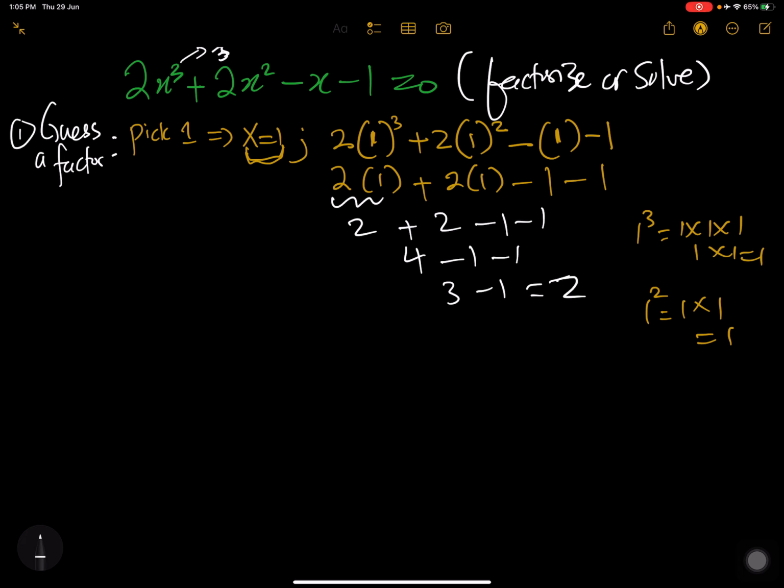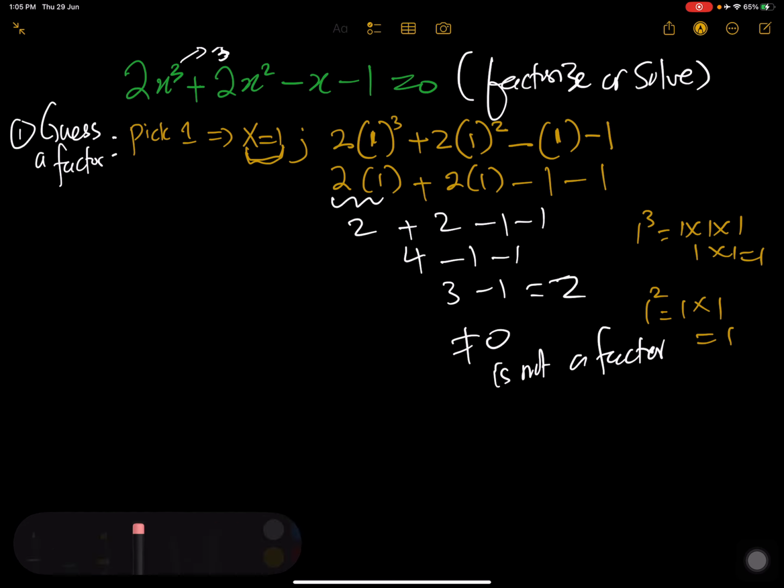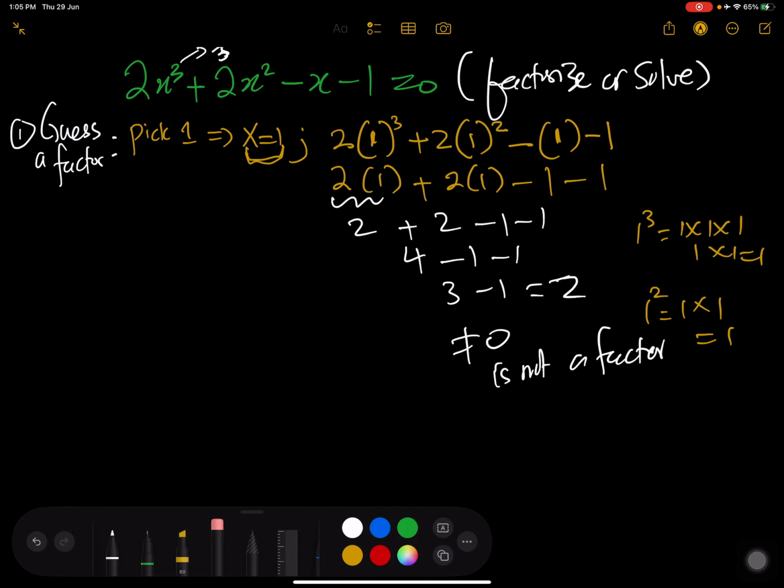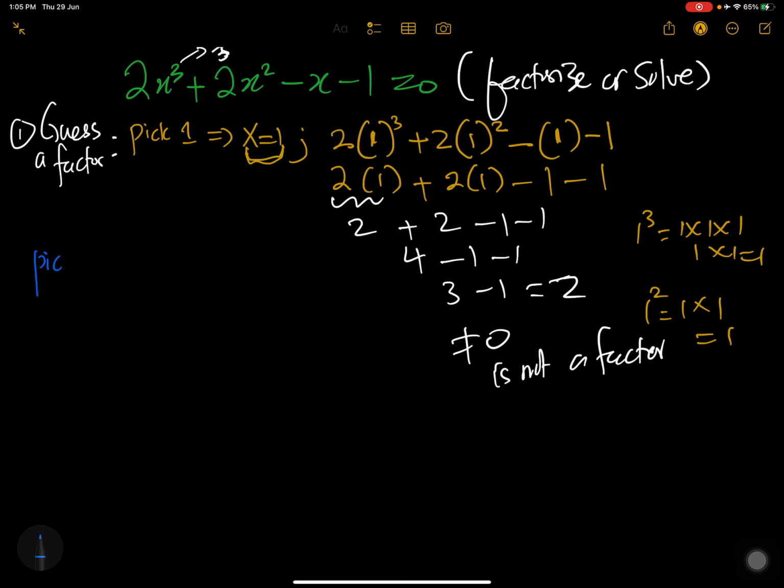Now, when we plug it in, we have to get the whole thing to be 0. If it's not 0, it's not a factor. Because it's not 0, it's not a factor. Any factor will make the whole polynomial 0. So since this doesn't work, we'll pick another one, maybe the reverse. If we pick 1, it doesn't work, pick maybe -1.